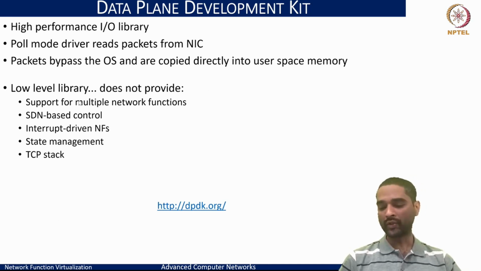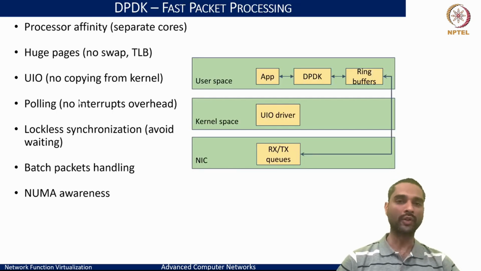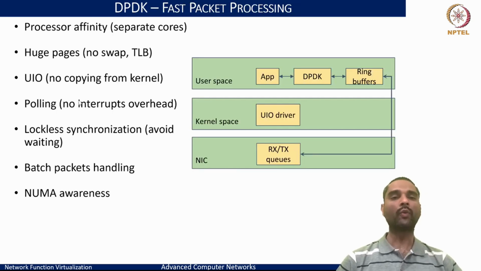And DPDK, as soon as it came out, became heavily popular and was used in many of the network function frameworks. And this requires us to at least understand a bit what really changes with DPDK, or why it is a fast packet processing model.